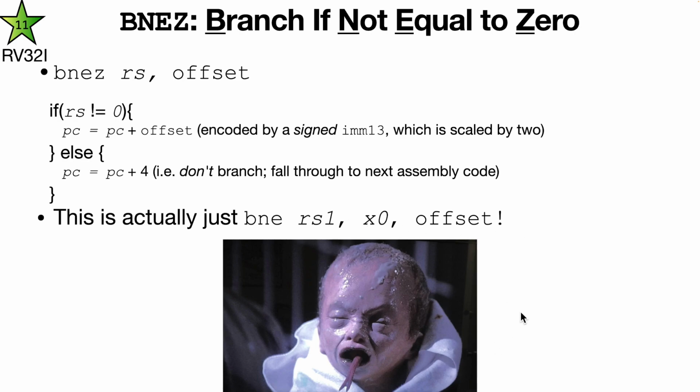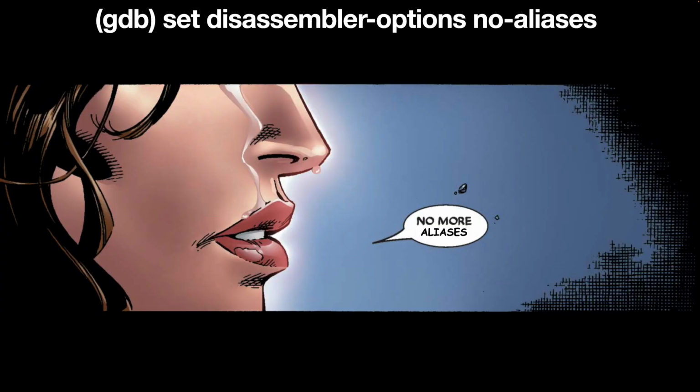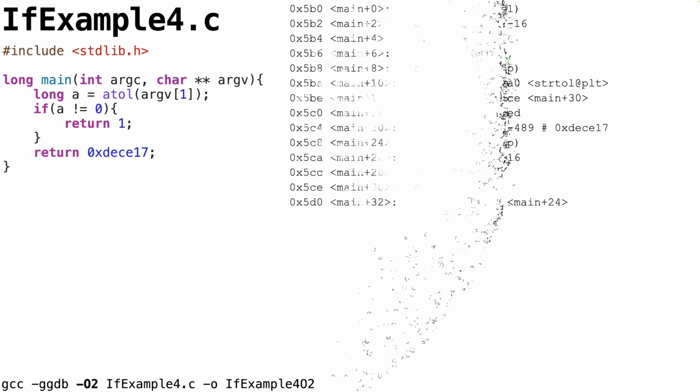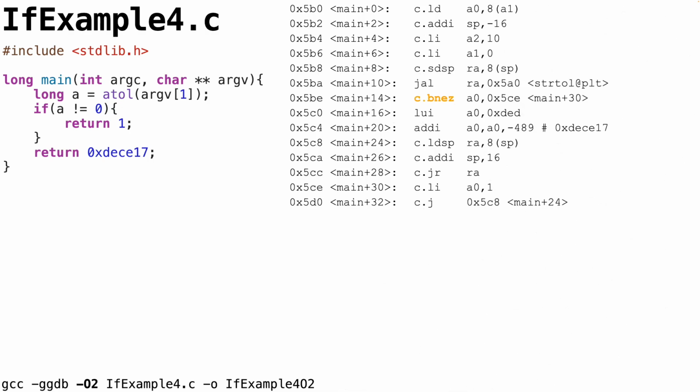All right, well, you can't kill a pseudo instruction with fire, but maybe some chaos magic will work. Let's go ahead and blow it away. Oh no, it's a compressed branch if not equal to 0. So that didn't really work, did it?